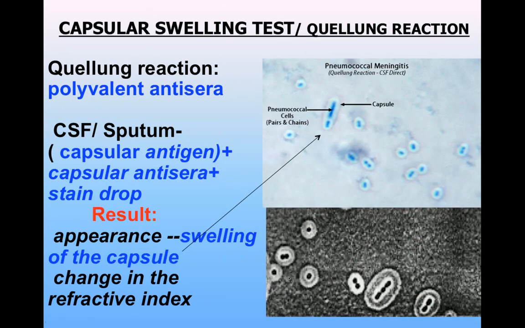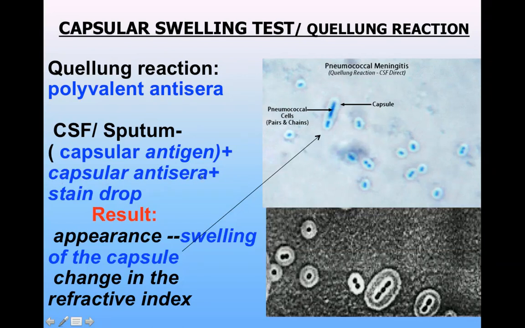On the same day, you can look for the capsule, which is polysaccharide in nature, and on the basis of this capsule, I told you that 85 serotypes have been identified. Now, for the capsule, you're going to perform the Quellung reaction, and in this reaction, you use polyvalent antisera. You take the specimen, whether it is sputum or CSF, on a slide. This will contain the capsular antigens. Plus, you're going to put a drop of capsular antisera, which is polyvalent. It will have antibodies against different serotypes. So, this is capsular antisera.